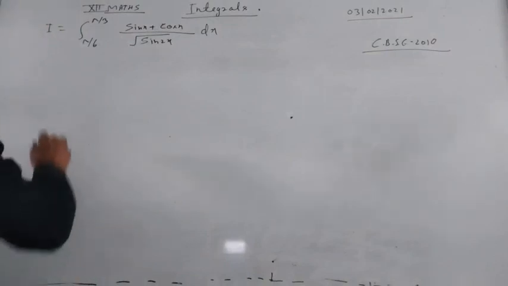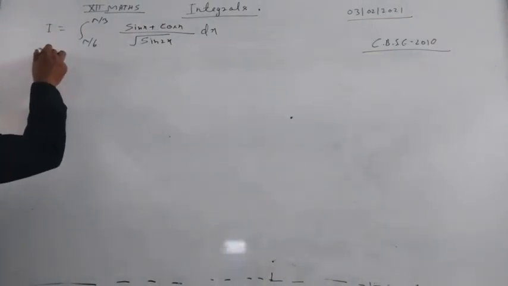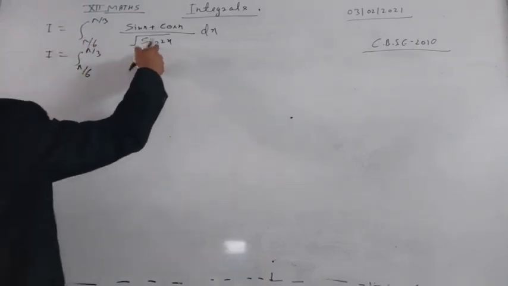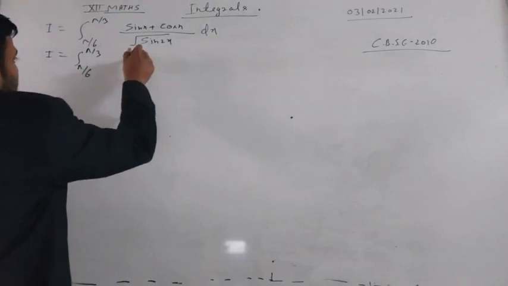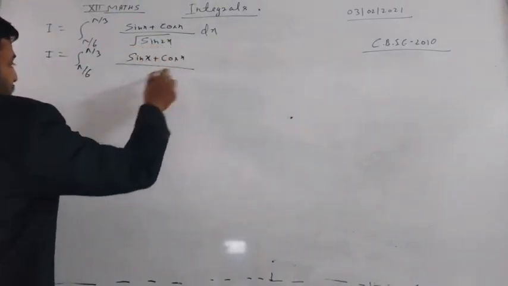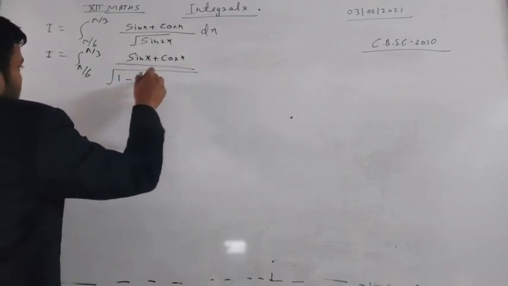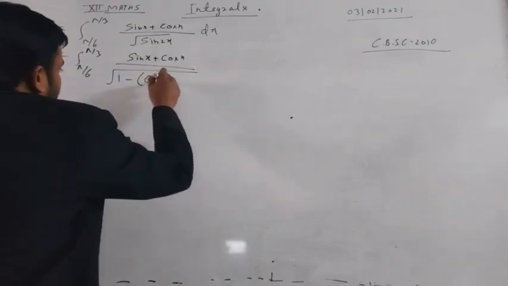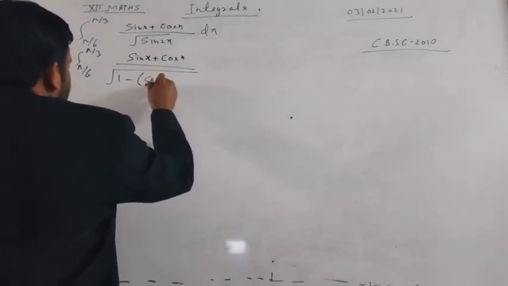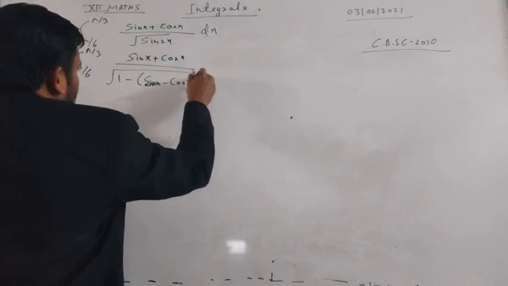So students, this is our next question and we have to find the solution of this question. So first of all, students, we change this. We can write this sin 2x as under root 1 minus (sin x minus cos x) whole square dx.